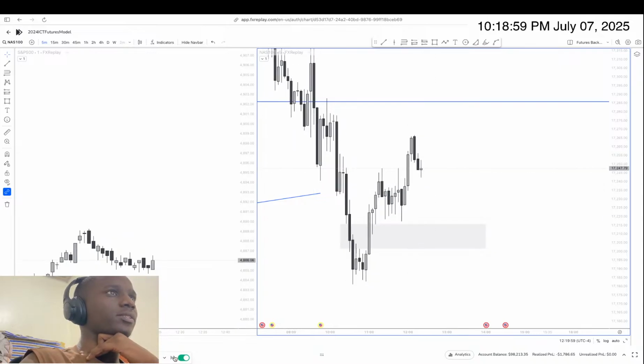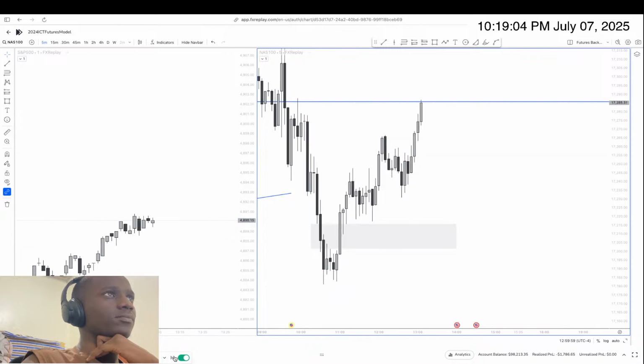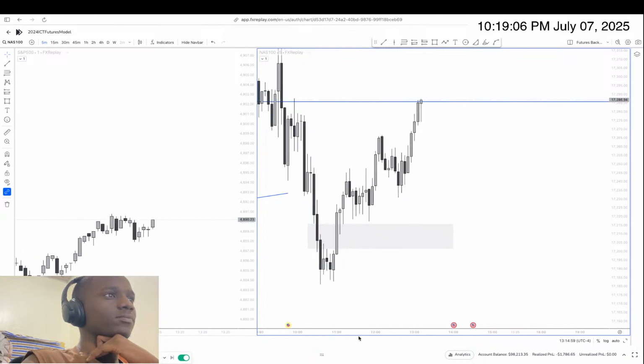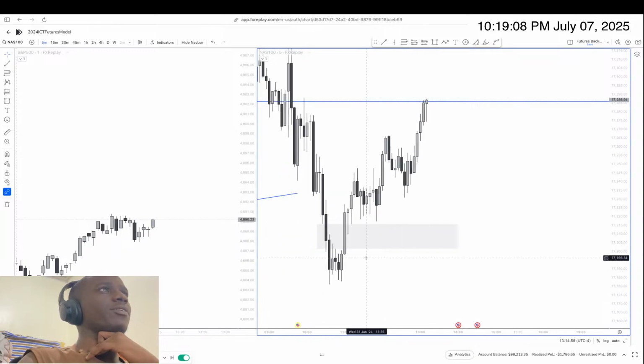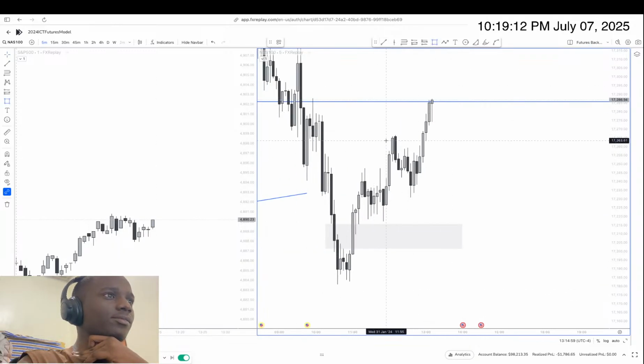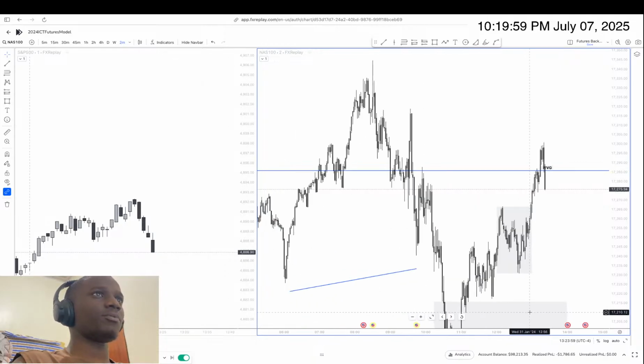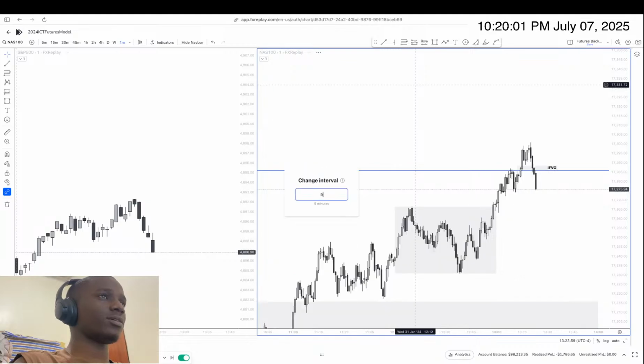Let's see what happens in the PM session. So we push back at the open of the gap, and let's mark the lunch. So lunch started here and it ended here. This was the low of lunch, this was the high. I have this nice inversion, and are we in any POI here? Let's see how the 15 minute is looking here.